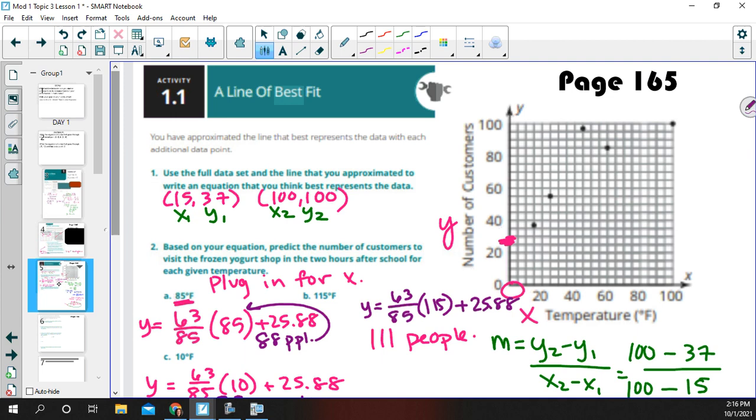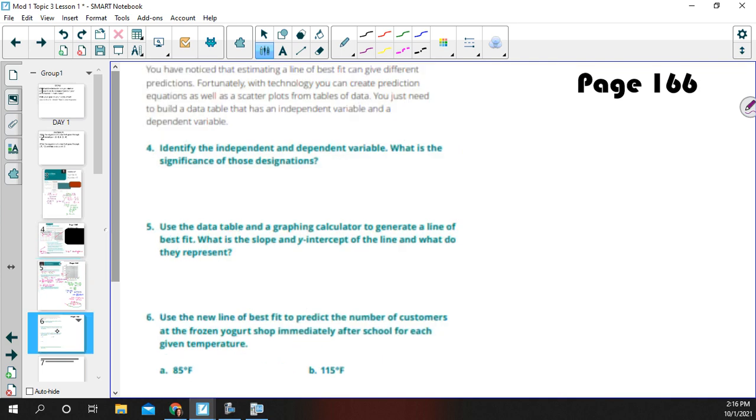Okay, independent is always your x-axis, so temperature, which means my number of people is going to be affected by that temperature. Remember, independent comes first, dependent comes second. Independent X, dependent Y, X coordinate then Y coordinate. It says use a data table and a graphing calculator to generate a line of best fit. What is the slope and y-intercept of the line and what do they represent?